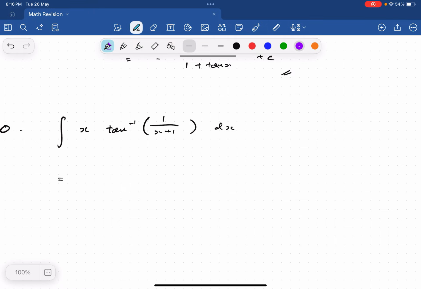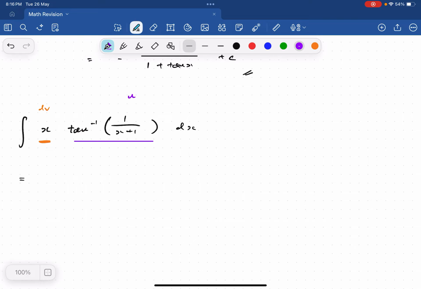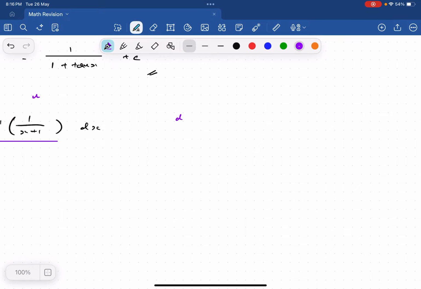So I'm going to have LIATE. This is going to be my v, or rather dv. This is going to be my u, because remember, I would rather differentiate an inverse trig than have to integrate an inverse trig. So if my u is this, then my du/dx is, if I use the standard form in MF27, and then I chain rule.